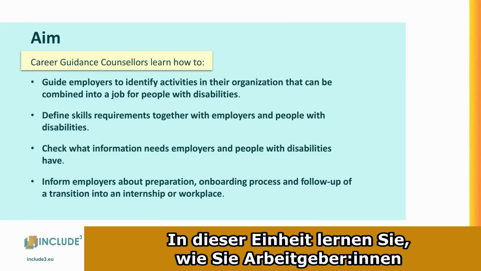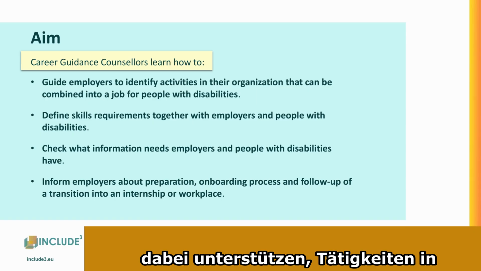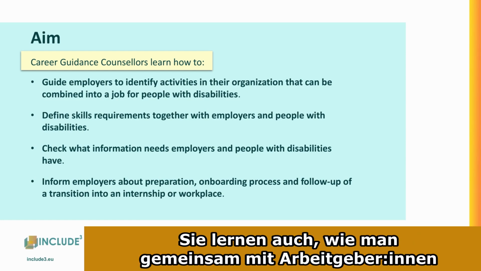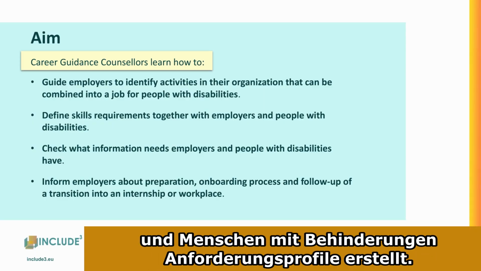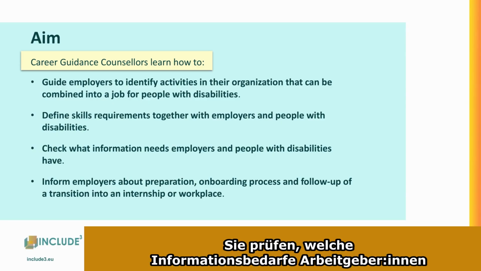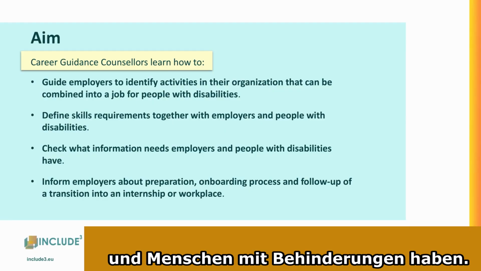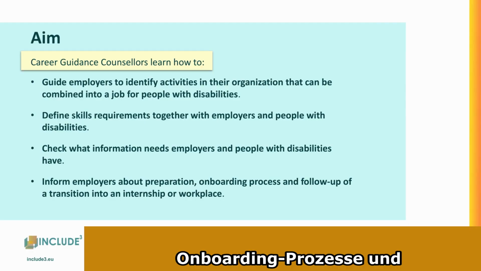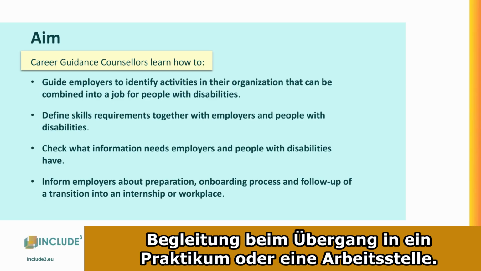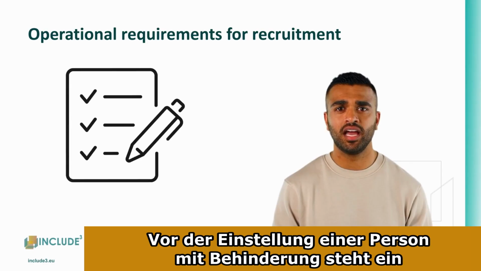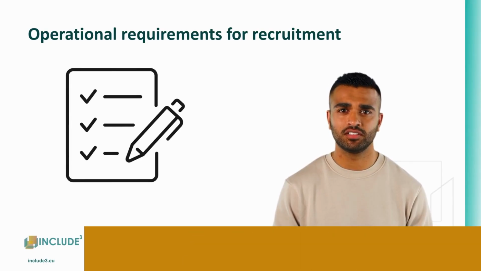Within this unit, you will learn how to guide employers to identify activities in their organization that can be combined into a job for people with disabilities. You will also learn how to define skills requirements together with employers and people with disabilities. You will check what information needs employers and people with disabilities have. You will also get to know about employer preparation, onboarding process, and follow-up of a transition into an internship or workplace.